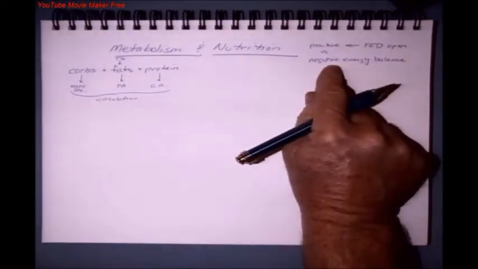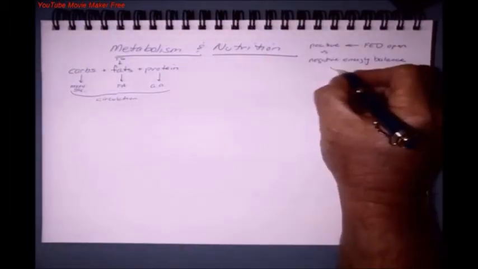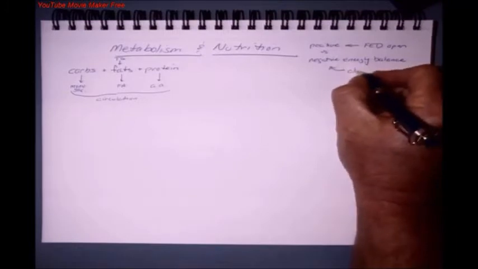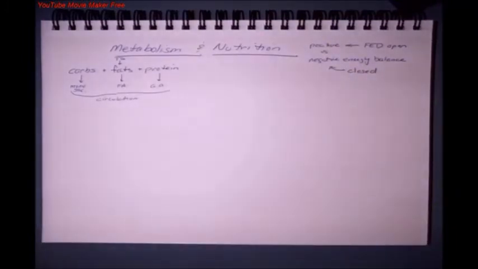When we're in a negative energy balance, this can be considered a closed system. Now, what I mean by closed system is that we are no longer taking in anything from the outside environment. Our bodies are now a closed chemical vessel. So that means we have to work with whatever we have available inside our body.